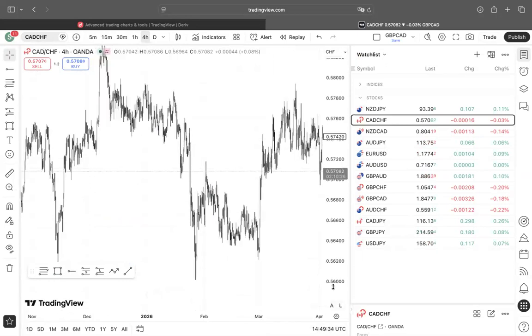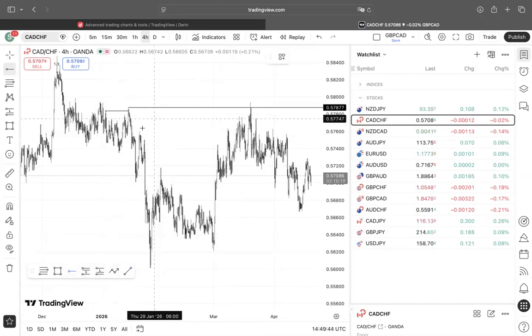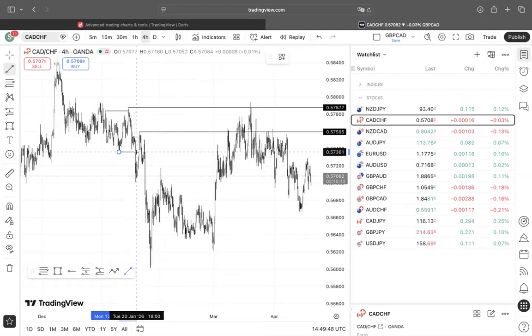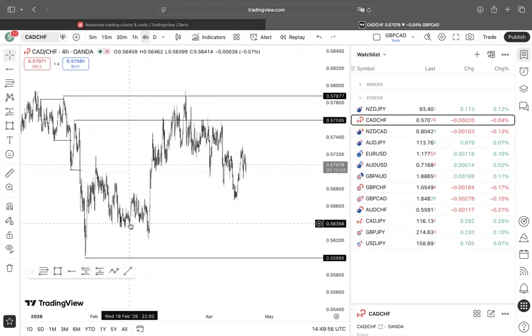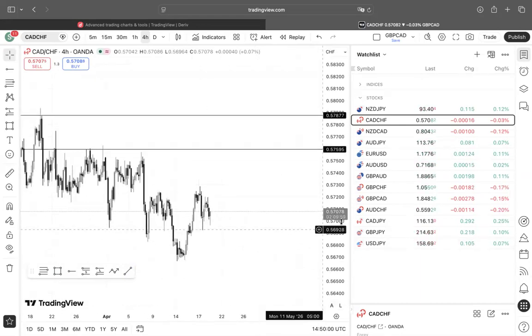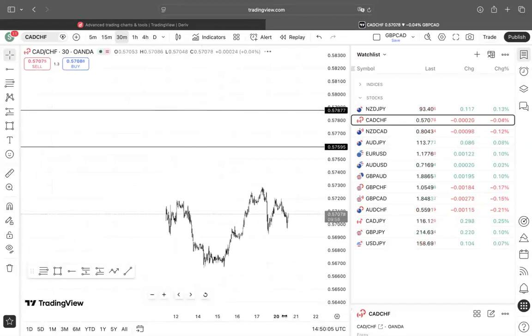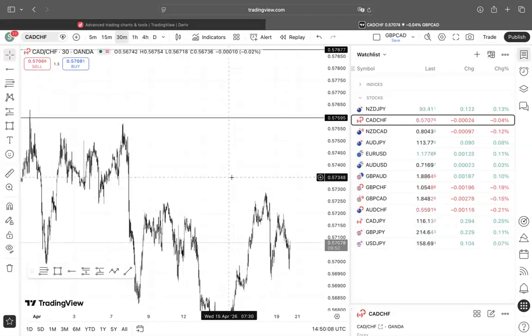So we had our top-down analysis coming from here, and then our point A, our point B. This is our first break of structure, and then the second break of structure. And then this becomes our target. So now we have a top-down analysis. What do we have to do? Go to the lower time frame and check for entries. All right, so let's see what we got.